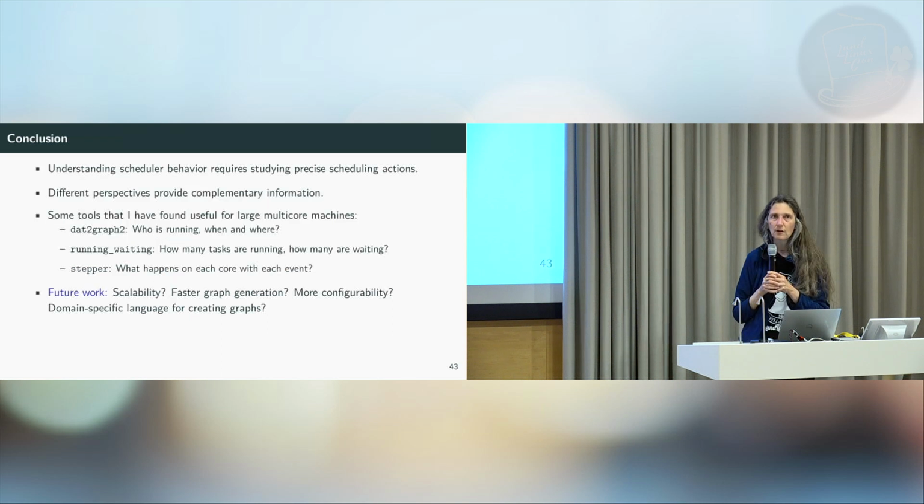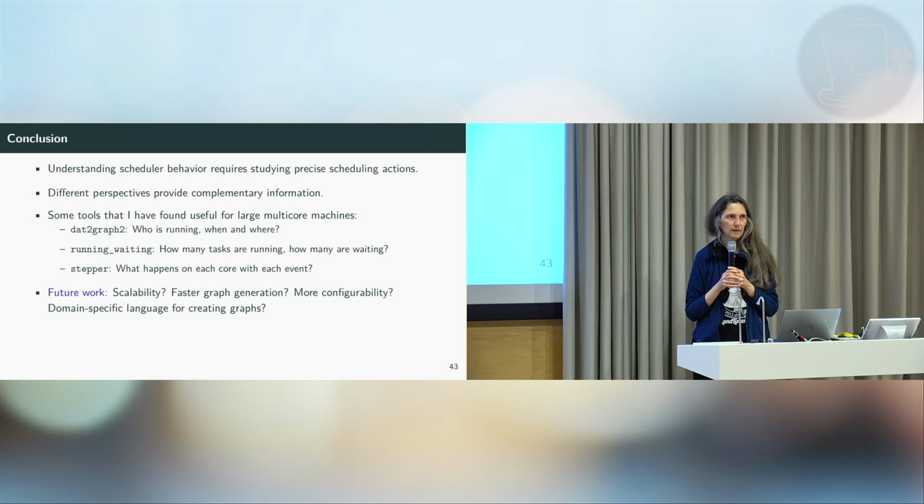So in conclusion, to really understand what your scheduler is doing, you have to zoom in and see what decisions it's making at each point. There seem to be different things that one can look at. They provide complementary information. They can help you figure out this is the part you should be studying.